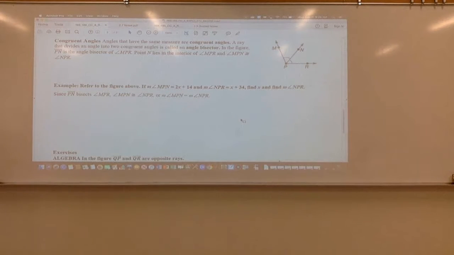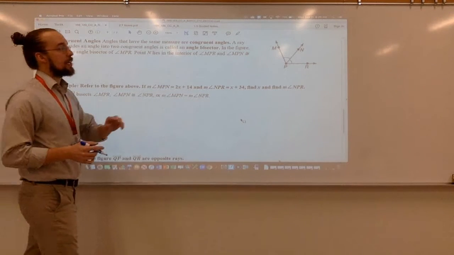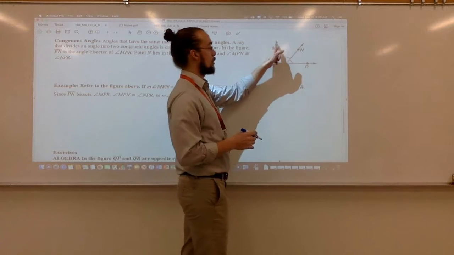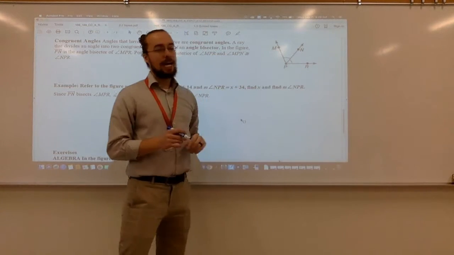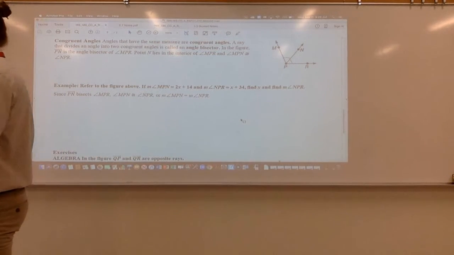Taking a look at some angle properties here. The big one that we're going to look at today is called a bisector. So if I take an angle, we're looking at angle MPR, and I'm going to draw a bisector. What do you think bisector or bisect means?